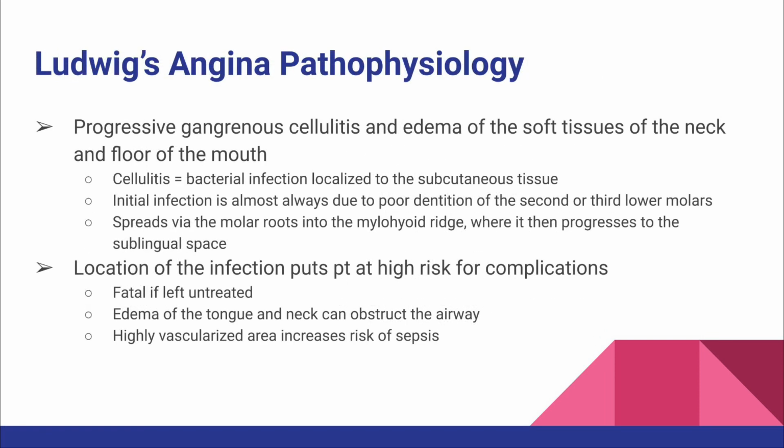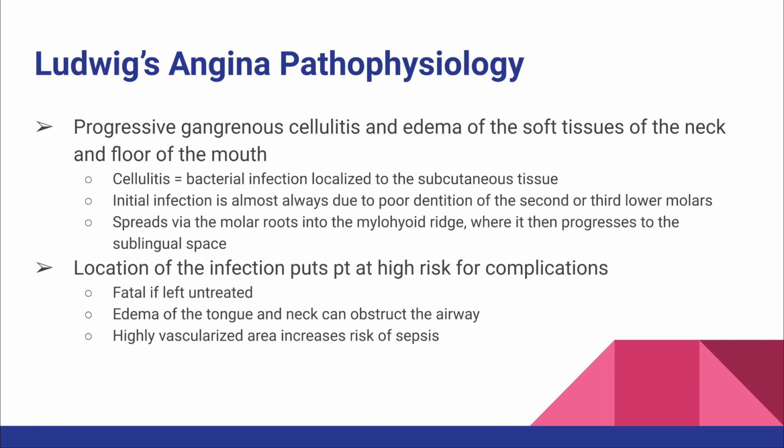Ludwig's angina is a progressive gangrenous cellulitis and edema of the soft tissues of the neck and the floor of the mouth. A cellulitis is a bacterial infection localized to the subcutaneous tissue kept within the fascial plane. The initial infection is almost always due to poor dentition of the second or third lower molars. It then spreads via the molar roots into the mylohyoid ridge, where it then progresses to the sublingual space.